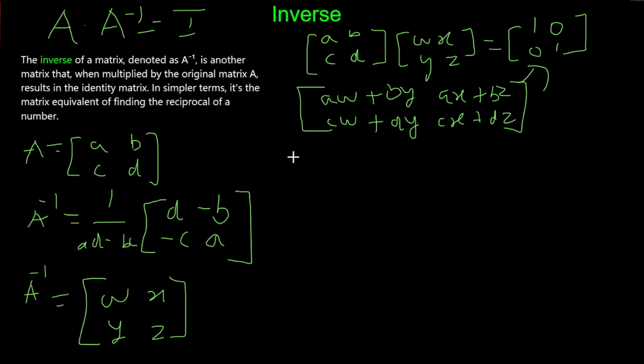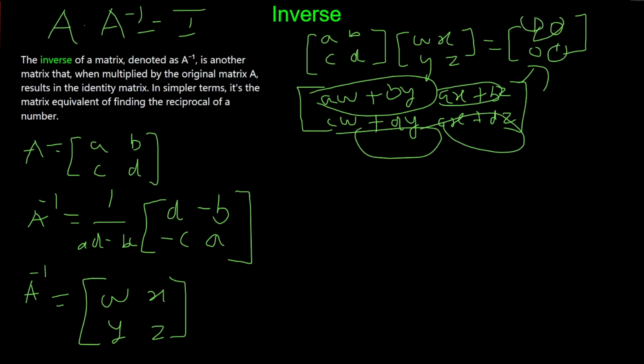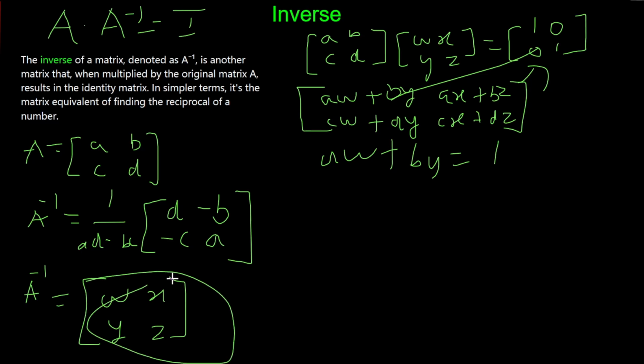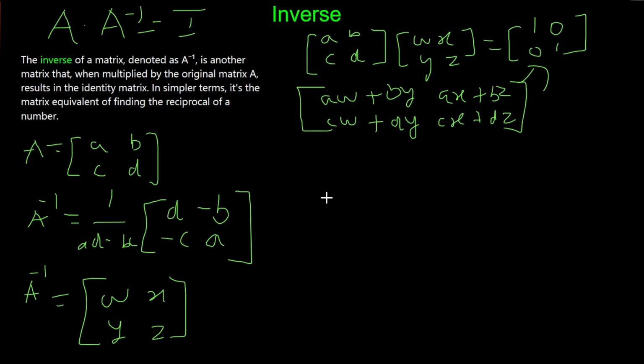So here we have a set of four equations, a system of four equations. So these four equations are the LHS and these values are the RHS. So we will have four equations like AW plus BY equal to 1, and similarly for the rest three. So we have the unknown values WX, Y, Z, which we have to find for the inverse of the matrix. If we actually solve for W, X, Y and Z, it's a long process.